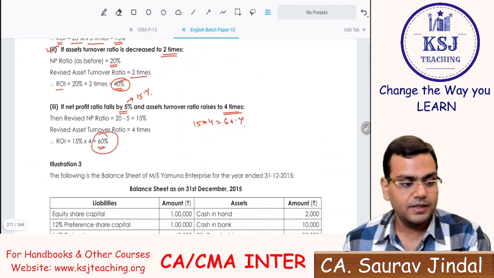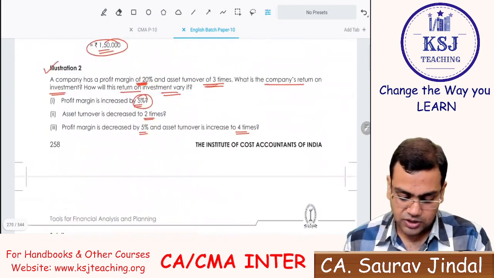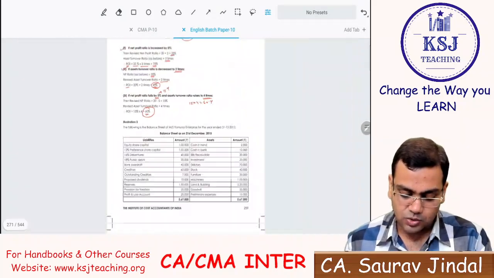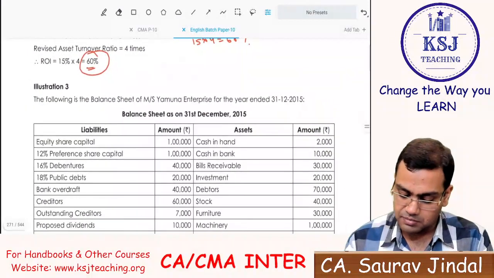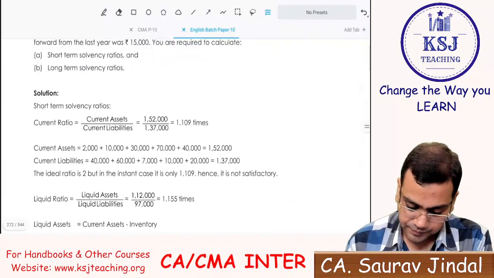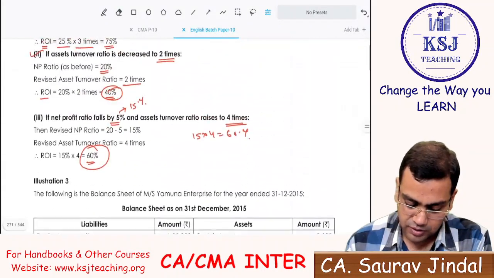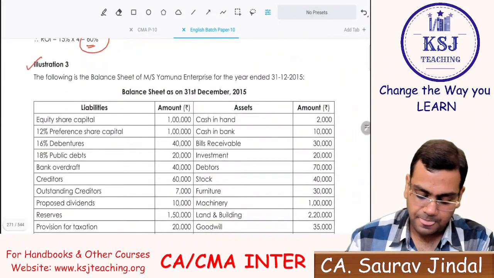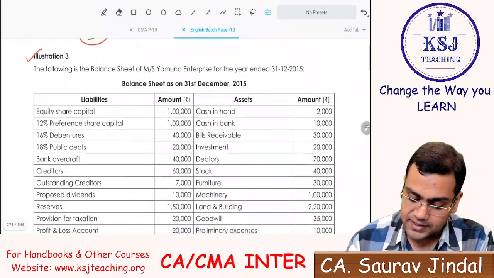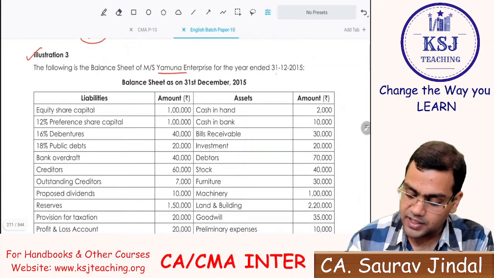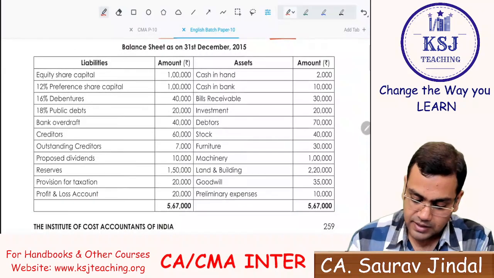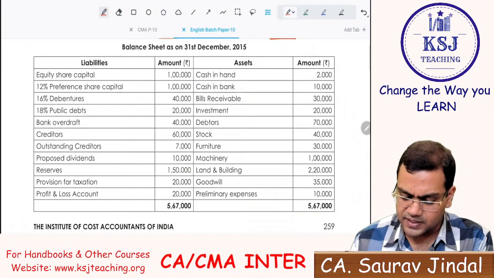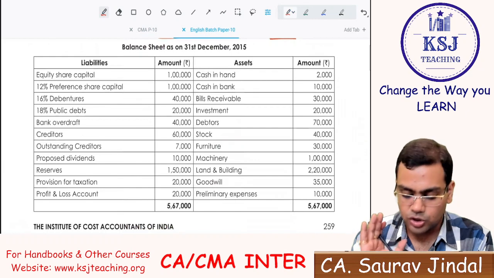Clear? So this was illustration number 2 for you. Let's quickly move on to illustration number 3. The following is the balance sheet of Messrs. Yamuna Enterprise for the year ending 31st of December 2015. Right, sir? The balance sheet is given. So a lot of things are given in the balance sheet. You can just go through once.